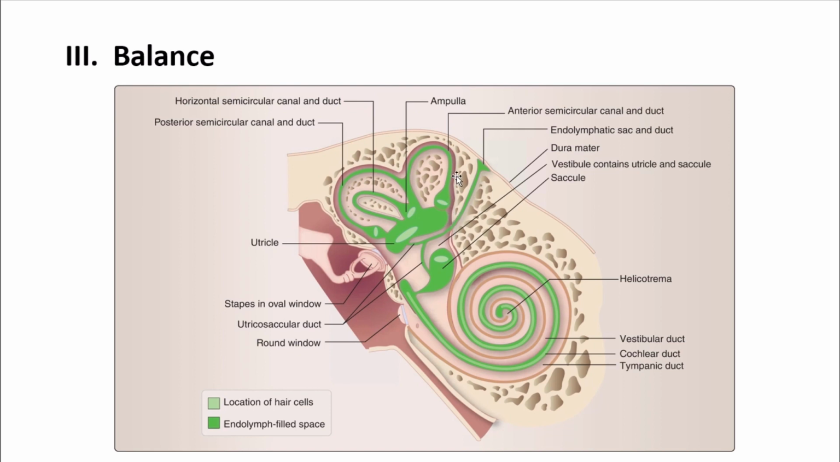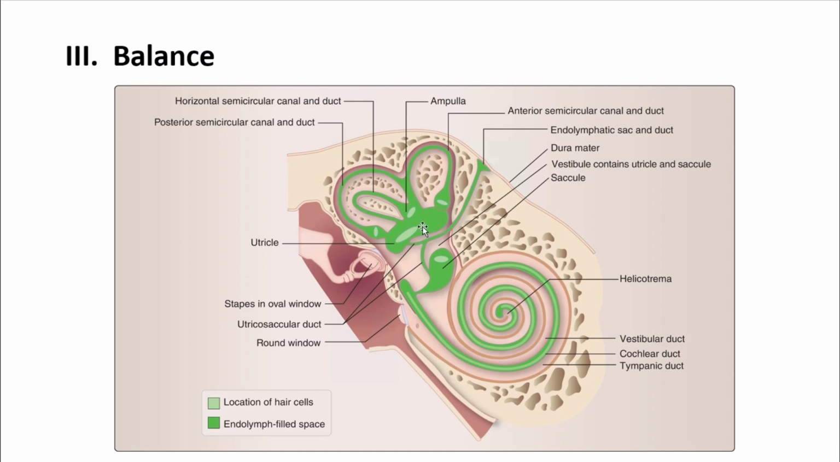There are three different semicircular canals. This is the anterior or superior one, this is the horizontal or transverse one, and this is the posterior one. You can see at the end there is an enlarged area, and that's called the ampulla. Some hair cells are located there. This light green is the hair cells. Hair cells are located inside the ampulla. The ampulla is connected to this whole area that's called the vestibule.